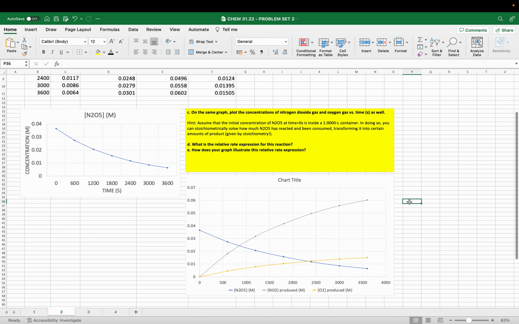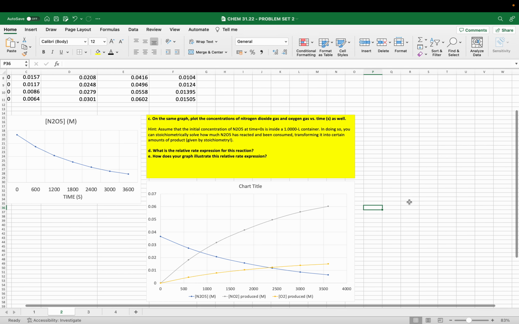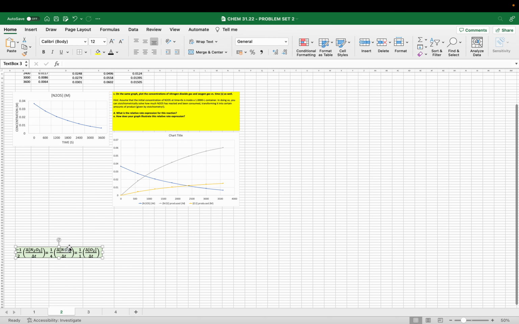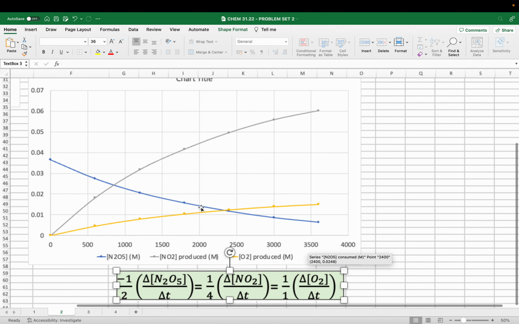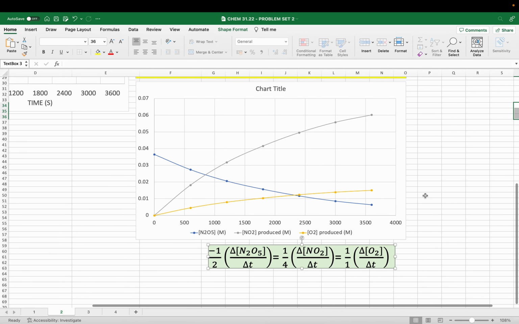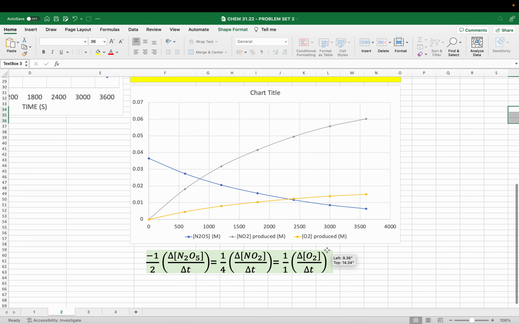Our next question is, what is the relative rate expression for this reaction? And to answer this, you'll simply have to look at the formula for relative rate expression, which takes into consideration the stoichiometry of this reaction. So we have it here. Let me just drag it up here. We're then asked, how does our graph illustrate our relative rate expression? Okay, so we have negative 1/2 the rate of N2O5 is 1/4 the rate of NO2, and it's the rate of O2.